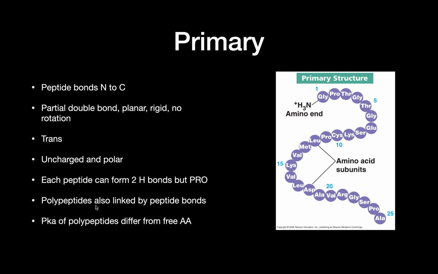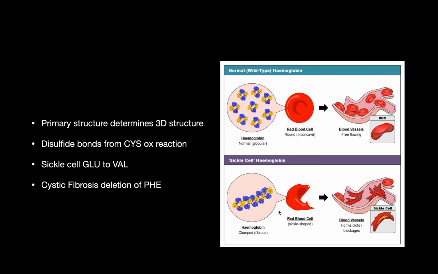And polypeptides, whether they're linear or branched, are also linked by peptide bonds. And the pKa of the polypeptides differs from the free-floating amino acid. As you can see here, this is a pretty classic example of a primary structure, and this is actually insulin. There we go. So the primary structure determines the 3D structure of the entire protein, and that's because of the disulfide bonds from the cysteine, which form because of an oxidation reaction.